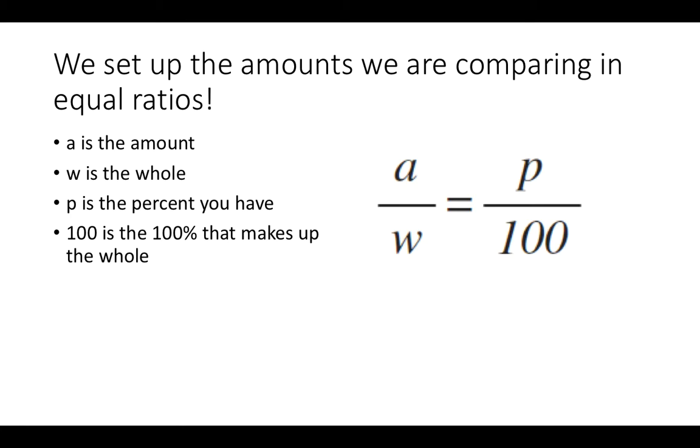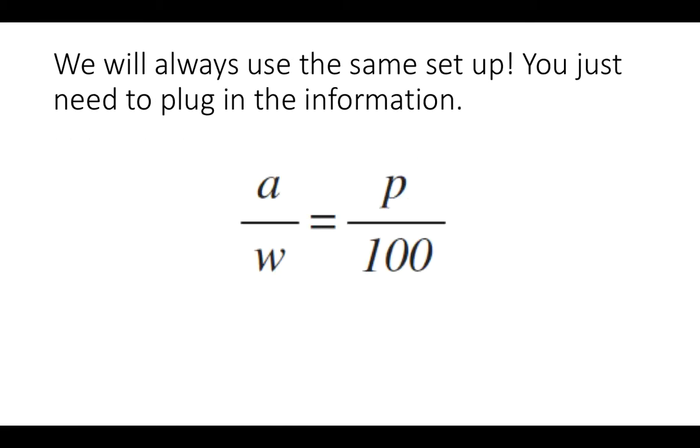We set up the amounts we are comparing in things called equal ratios. A over W, that fraction, is also called a ratio. P over 100, that's a ratio. We are saying that A over W is equal to P over 100. A is the amount of something that you have. W is the whole number. P is the percent that you have, and this 100 is always going to be there. 100 is 100% that makes up that whole.